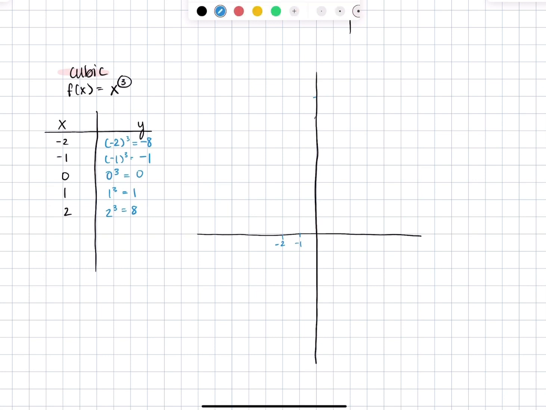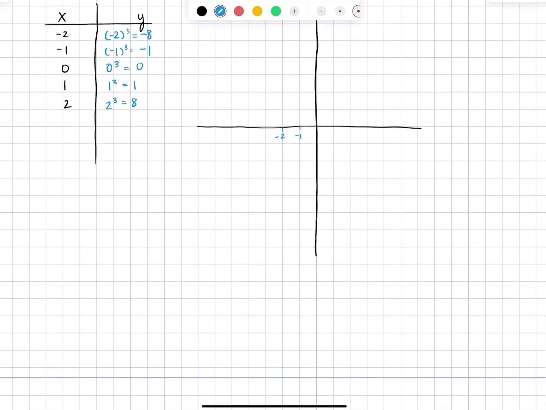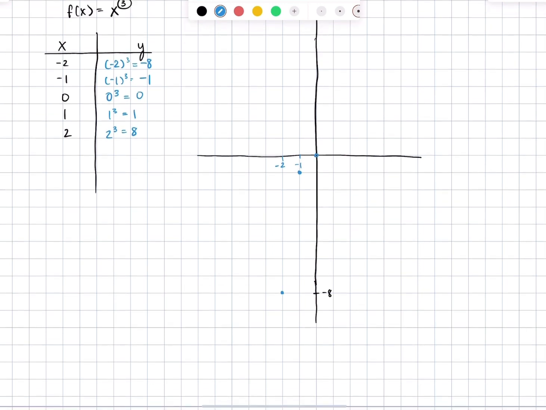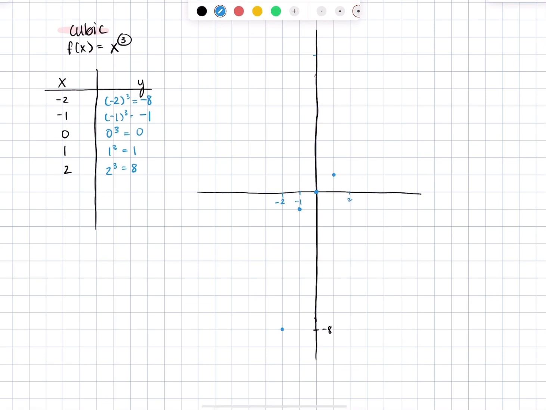Oh, oops. This is supposed to be -8. Oops. 1, 2, 3, 4, 5, 6, 7, 8. So right here, I'll just extend this a little. So -8. And then we have -1, -1. So right here. And then we have 0, 0. And then 1, 1. And then finally 2, 8. So 2's here. 2, 3, 4, 5, 6, 7, 8. Right, 8 is over here.